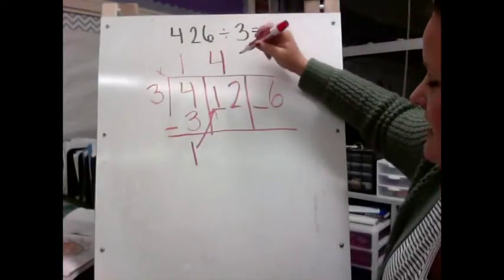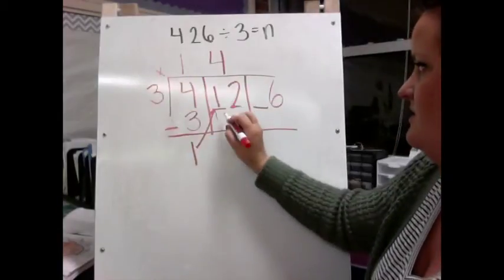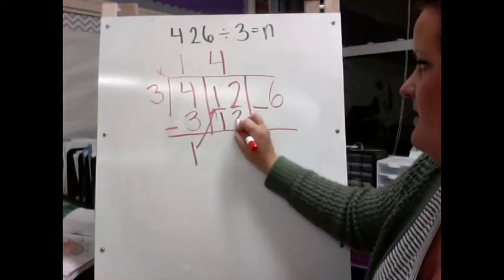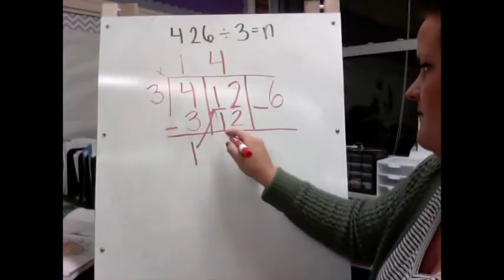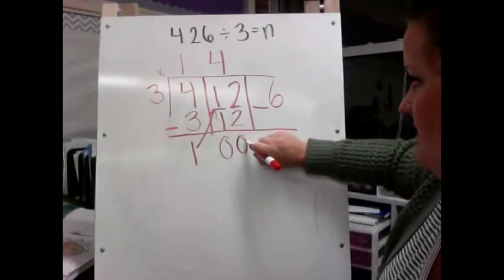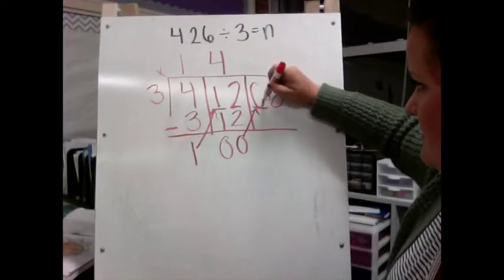So the 4 goes on the house because that's what I'm multiplying by. And then I have 4 times 3, and the answer to that goes into the apartment. It's 12. 2 take away 2 is 0. 1 take away 1 is 0. The 0 on the right wants to go and have a dessert party with the 6.